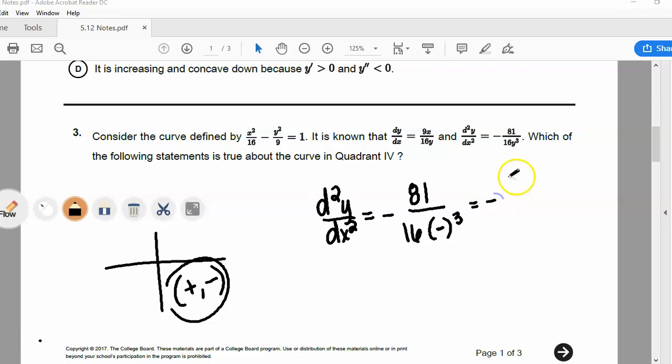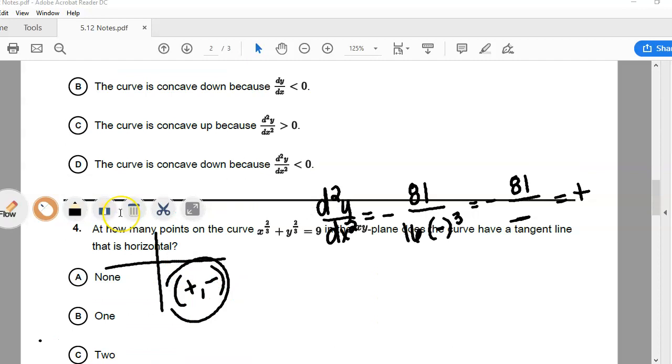So I have negative 81 over a negative y value to the third, right? Negative to the third would remain negative. So I'd end up with a negative number right here. That negative times this negative would give you a positive right there. So second derivative is positive. So we can say there that C is the answer for that one. Okay. Questions?